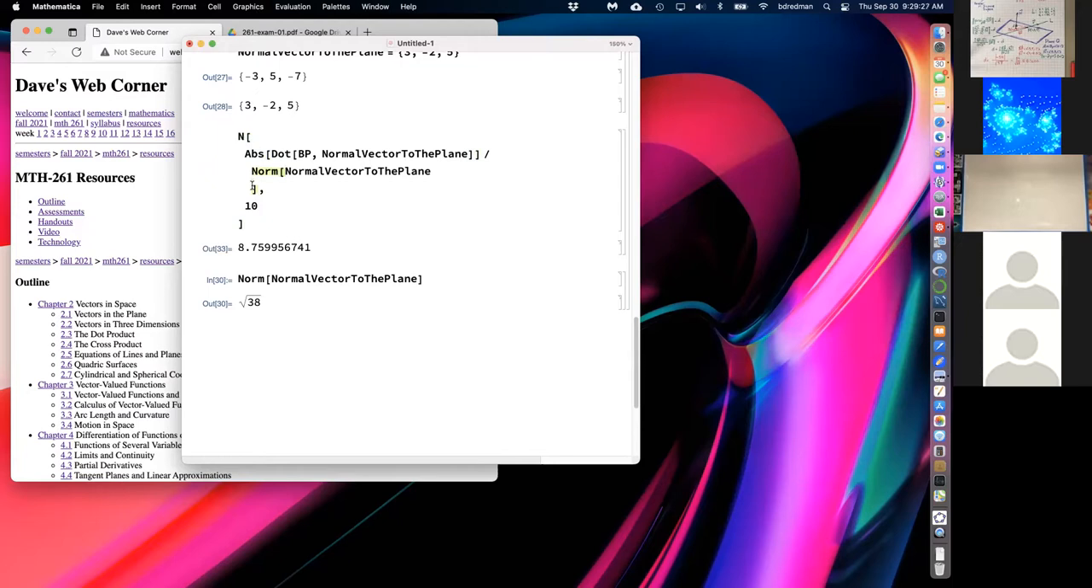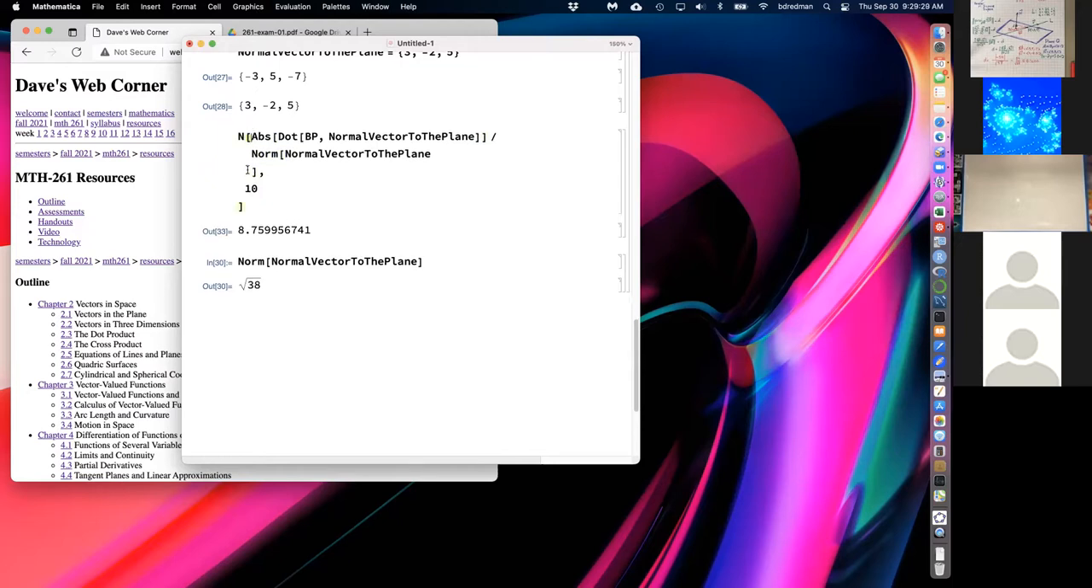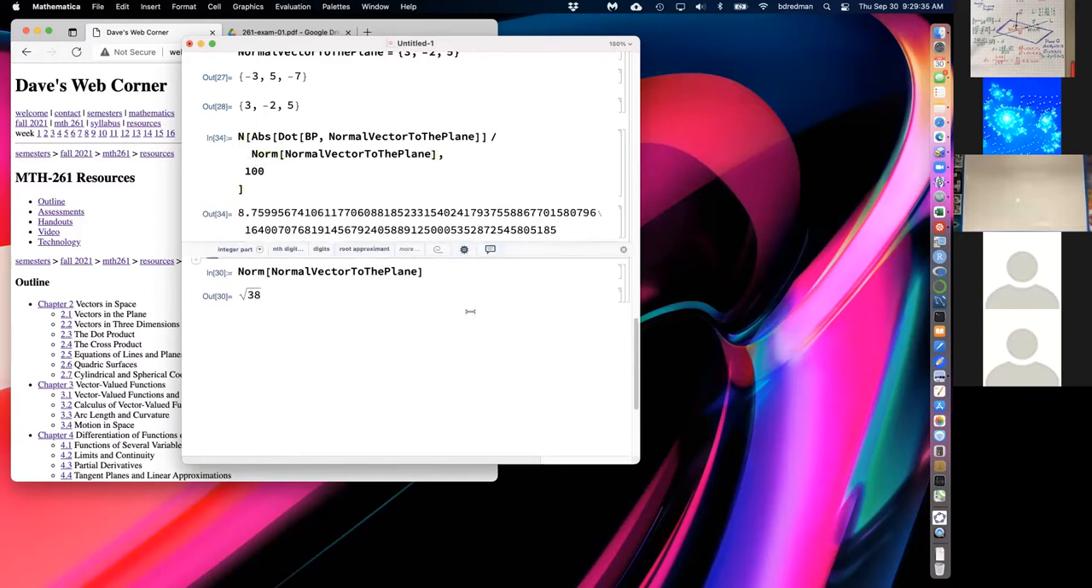Mathematica kind of wraps it up because it's so long. But my numerical command could have 10 digits, it could have 100 digits. So you can play with that. Okay, I'm sorry to make that overly long, but this is the concept of distance.